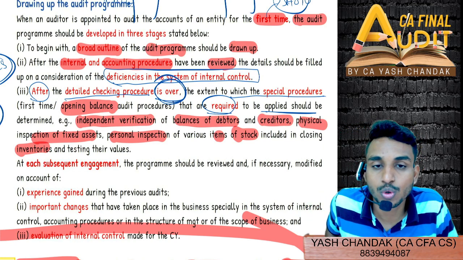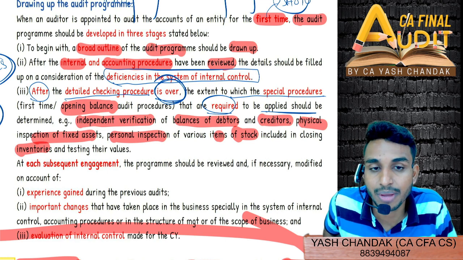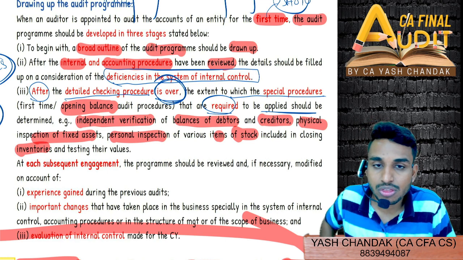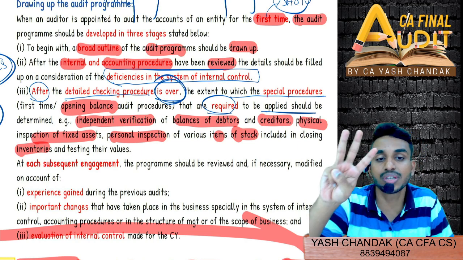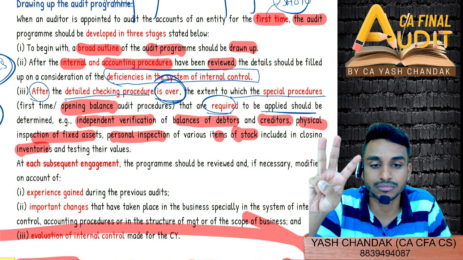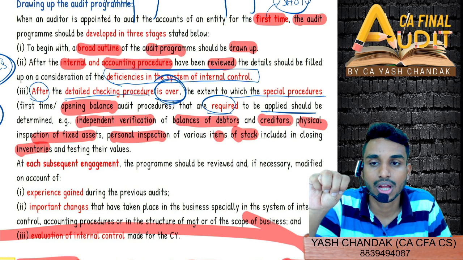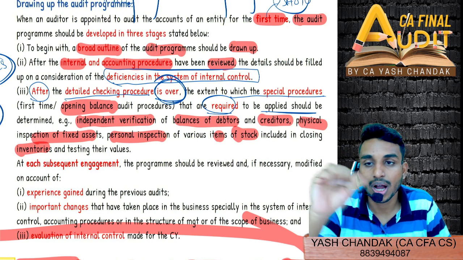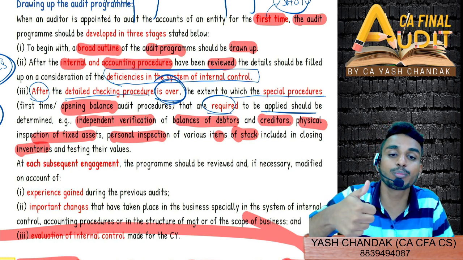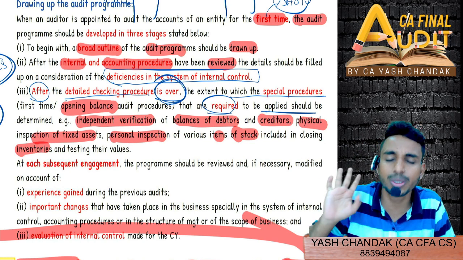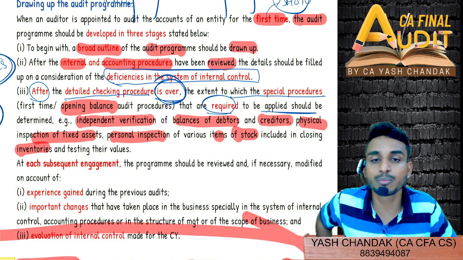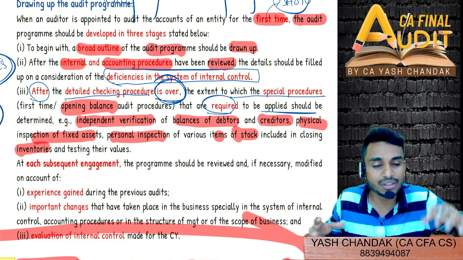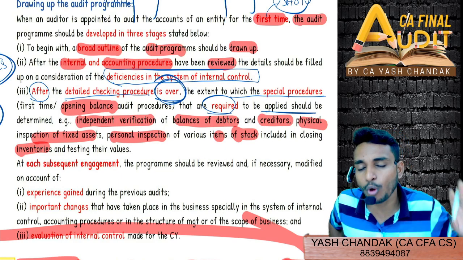So again, if they ask you, you have been appointed for the first time as an auditor, how are you going to draw up the audit program? The audit program will be drawn up in three stages. The first one is a broad outline. Second, internal control and accounting policies, thereby determining the deficiencies in the internal control. And then after addressing the deficiencies, you would perform all the audit procedures.